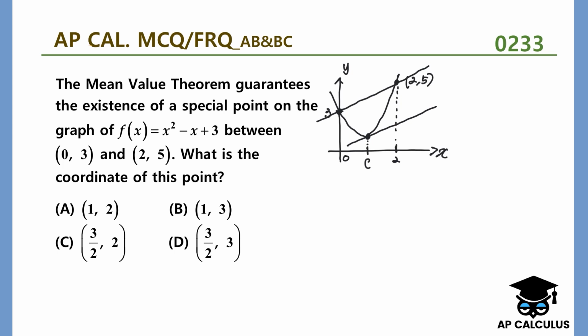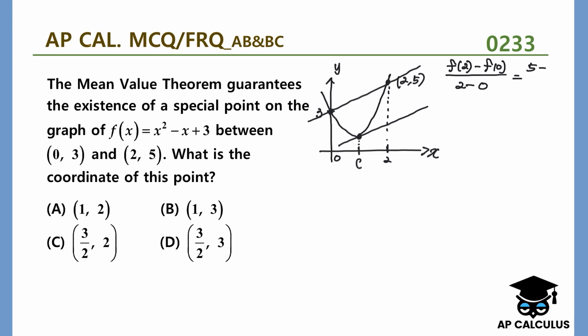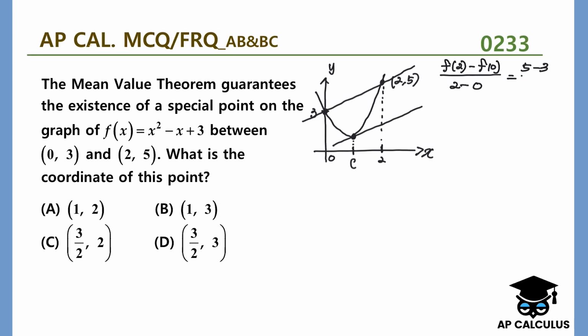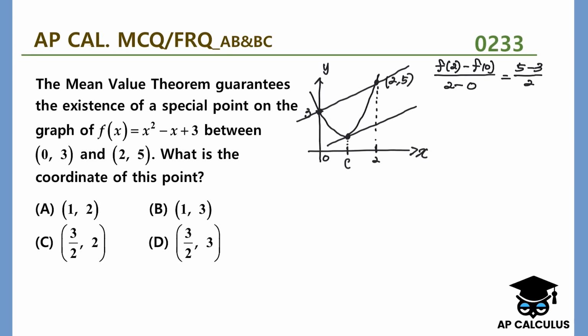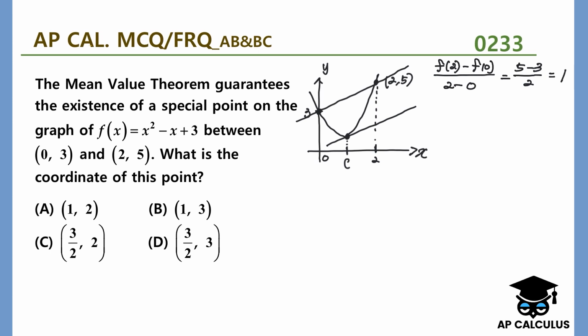Does that make sense? Slope of this second line is equal to y2, let's say f of 2, minus y1, f of 0, over x2 minus x1, 2 minus 0, right? F of 2 is equal to 5. F of 0, that's a 3. So 5 minus 3 over 2, that is equal to 2 over 2, 1, right?